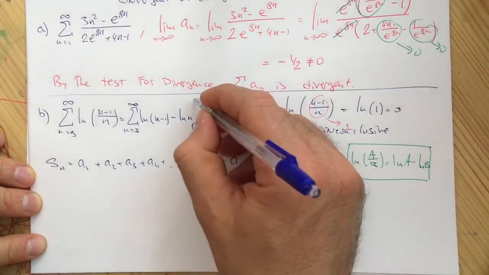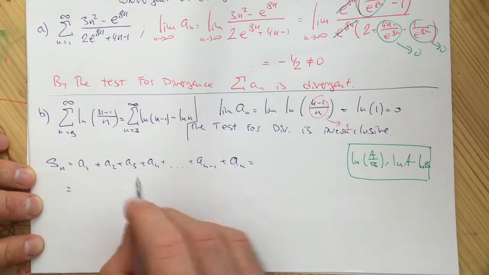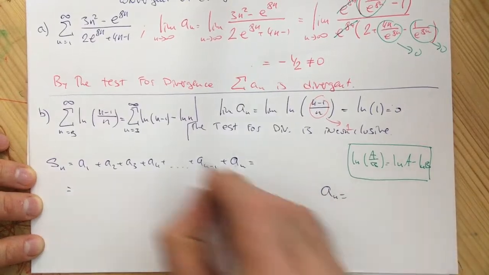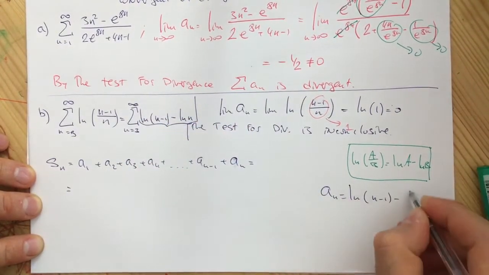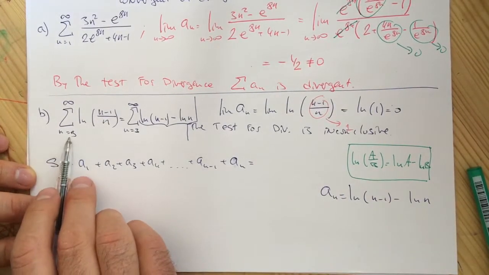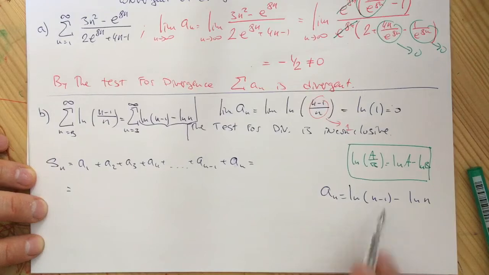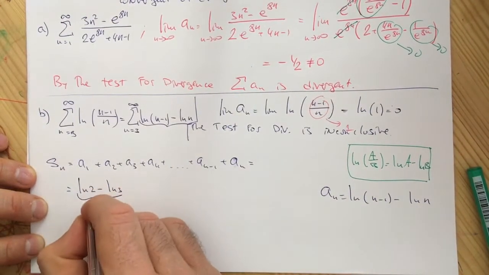So let's write down what is going to be a1. Here on the side, I'm just going to write that an is this term here, ln of (n minus 1) minus ln of n. Be careful, now we start at 3. When n is equal to 3, I have 3 minus 1, that's 2. So ln of 2 minus ln of 3. This is a1.